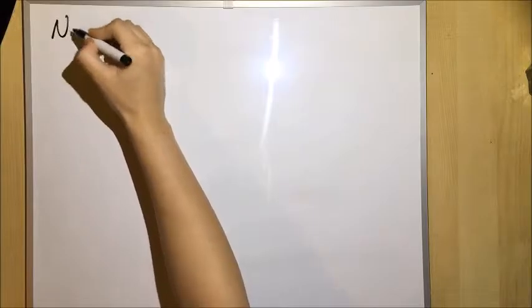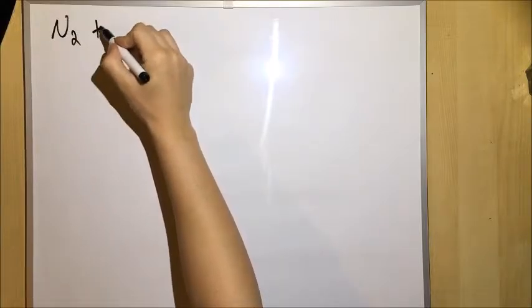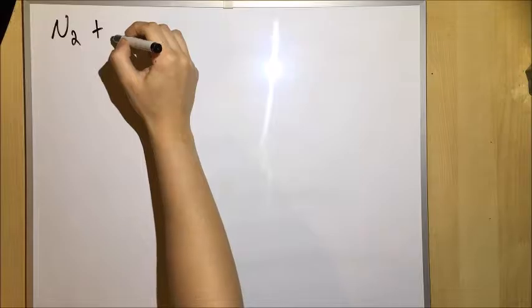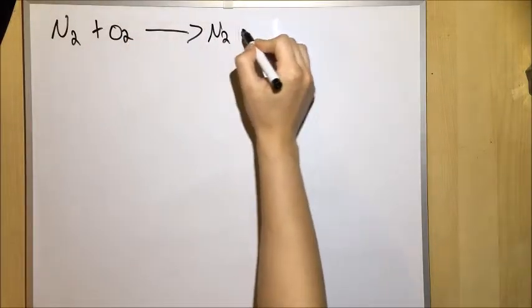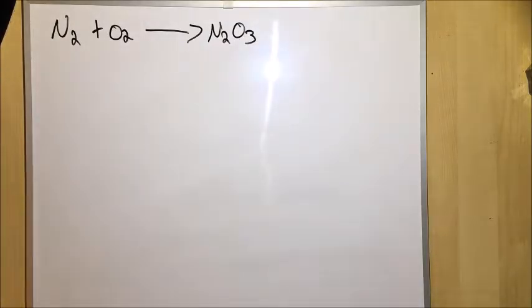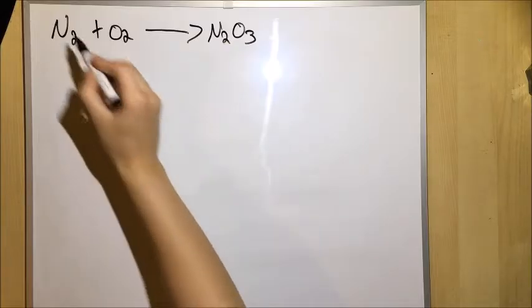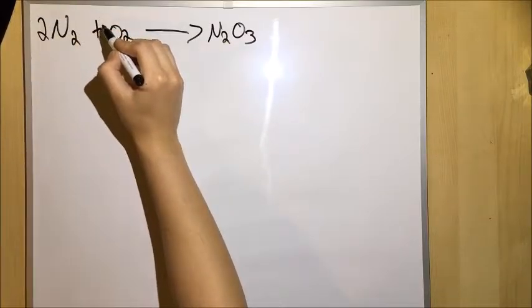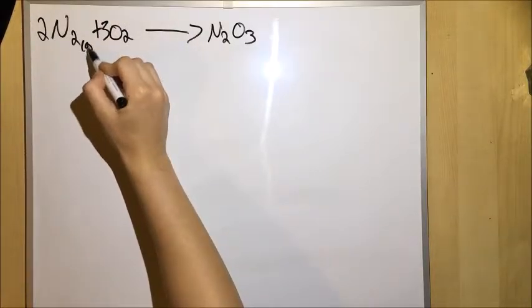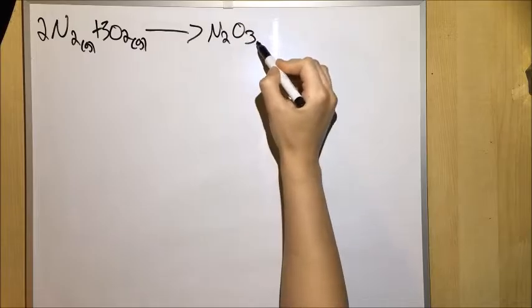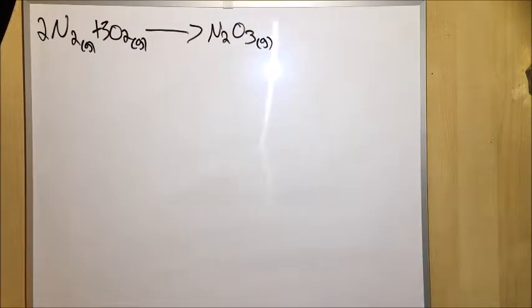Hello everyone, my name is Katie, and I'm going to show you the equation that we'll be working with today. It is N2 plus O2 produces N2O3. First thing that we need to do is look and see if our equation is balanced. It's not balanced, so to balance it we put a 2 by the nitrogen gas and a 3 by the oxygen gas. Okay, so now that our equation is balanced, we can move forward.